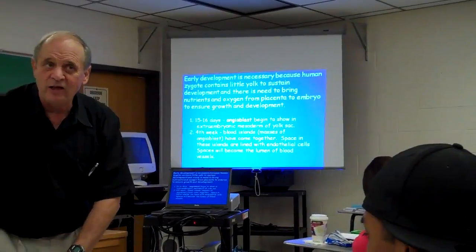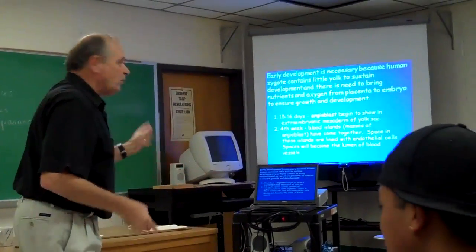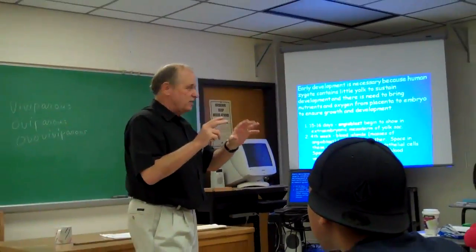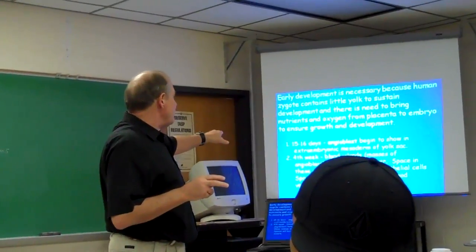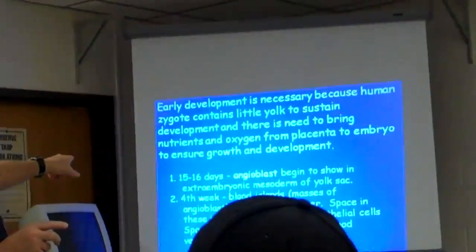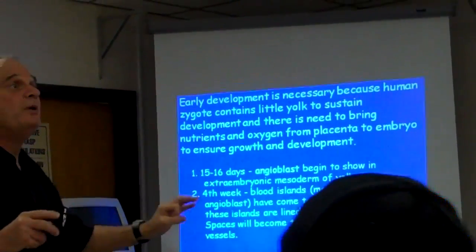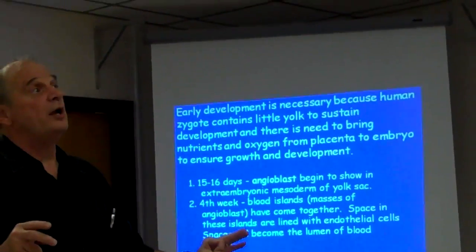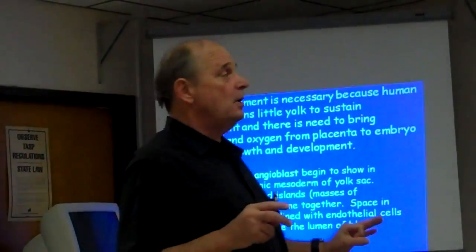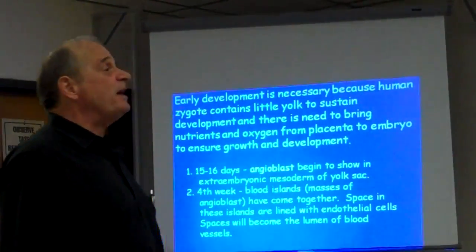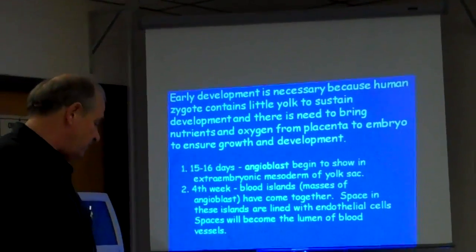Alright, so very early on, and we're not going to spend much time with this, but I want to show you this. Very early on, spaces will become blood vessels. Spaces in these islands are lined with endothelial cells. Spaces will become the lumen. What is a lumen from 2401? A lumen is a space. It will become the space of blood vessels.